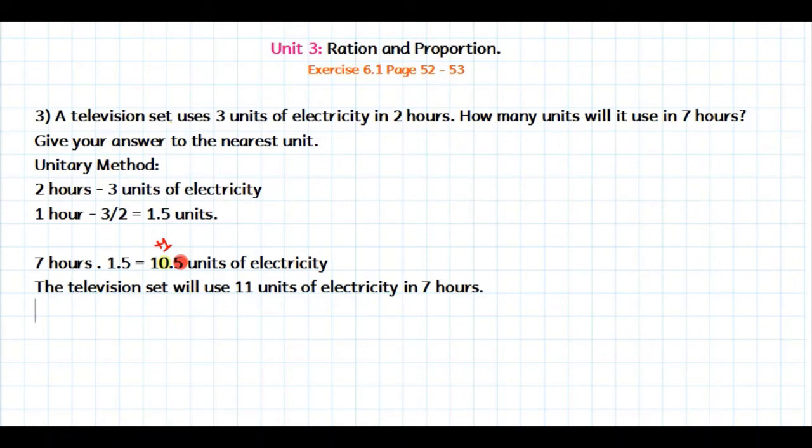But remember that when we are talking about nearest units or nearest hundreds or nearest thousands, we have to think of rounding the number, okay? And remember, greater than or equal to 5, like in this case, you have to add 1 to the previous number.